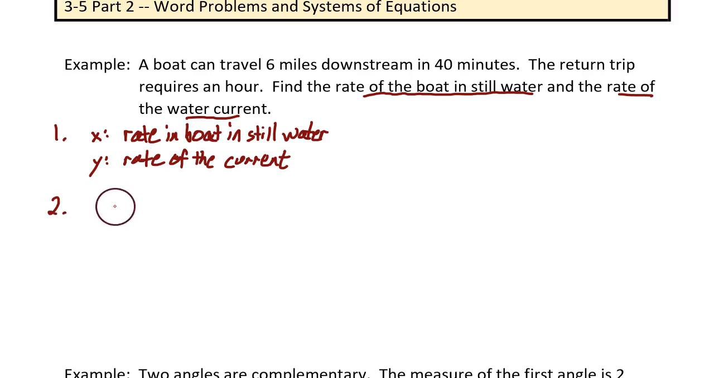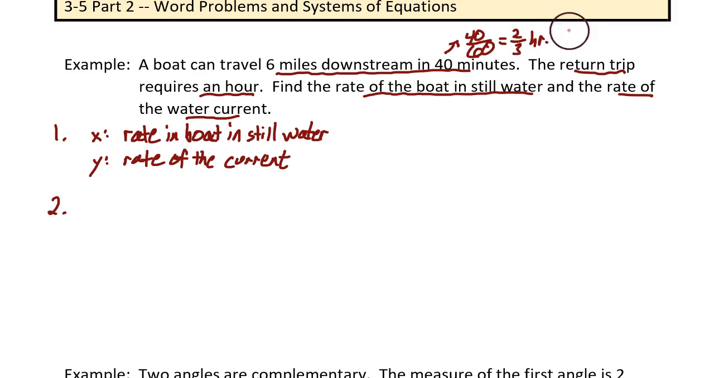Step 2 is to create a system of equations using the information from the paragraph. The first sentence tells us the boat can travel 6 miles downstream in 40 minutes. The second sentence tells us that that same 6-mile trip requires 1 hour. The first sentence is measuring time in minutes, while the second sentence is measuring time in hours. Let's make a conversion so we're using the same unit of time. 40 minutes is the same as 40/60ths of an hour, which reduces to 2/3. 40 minutes is the same thing as 2/3 of an hour.